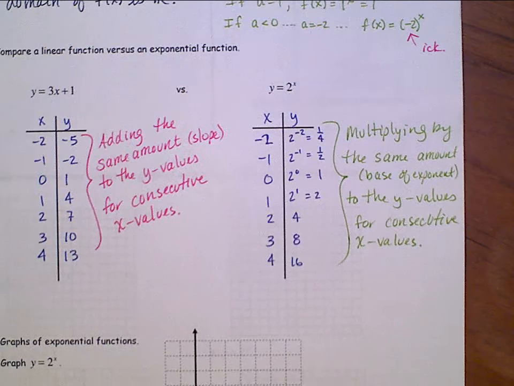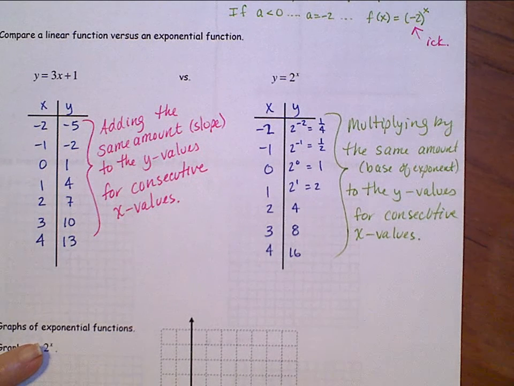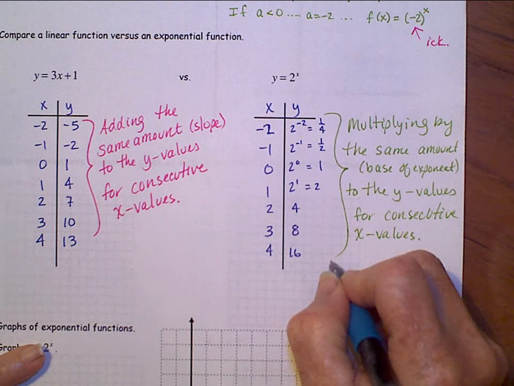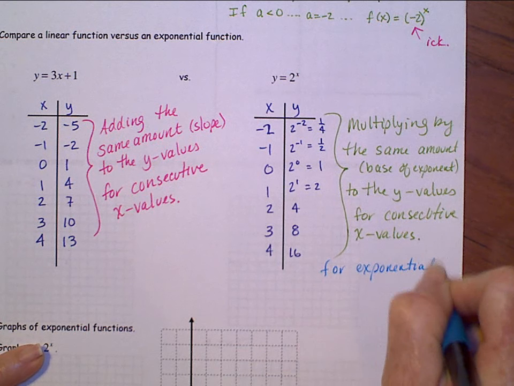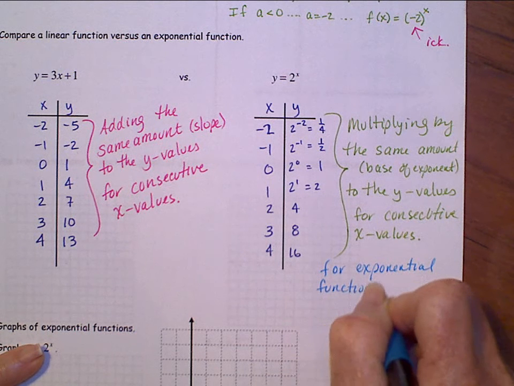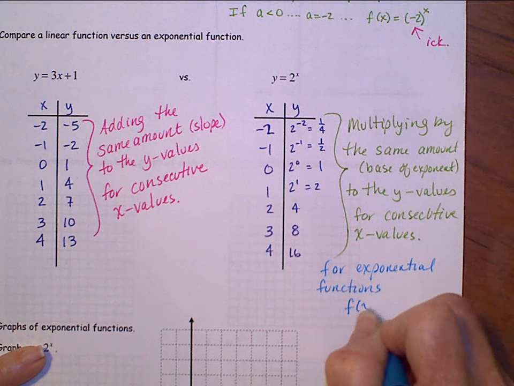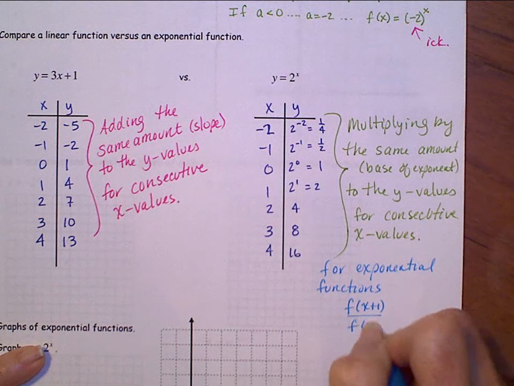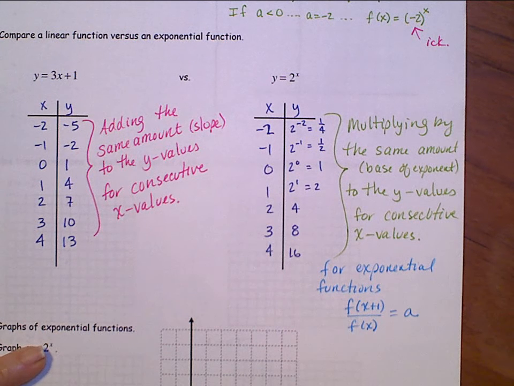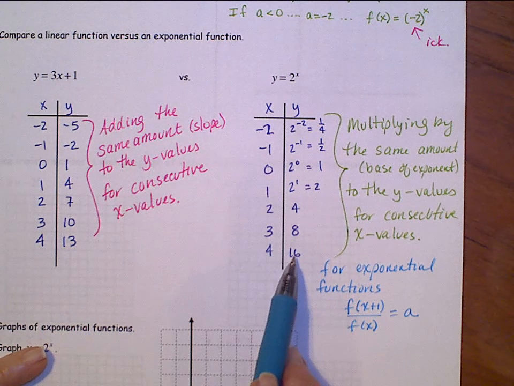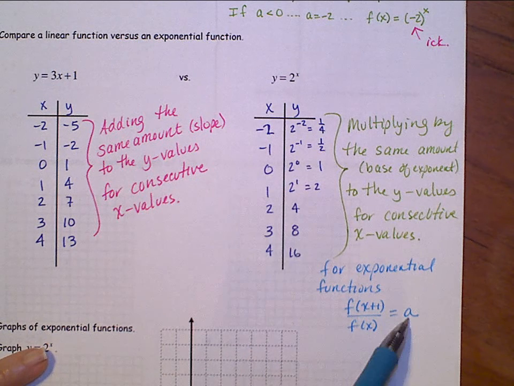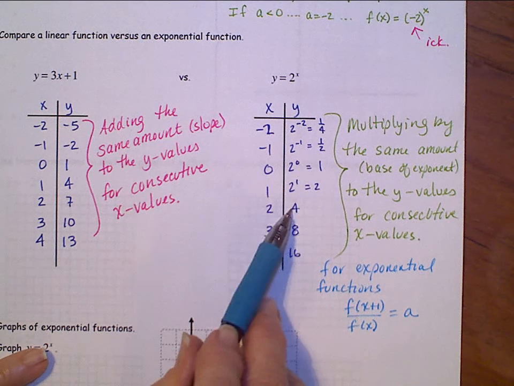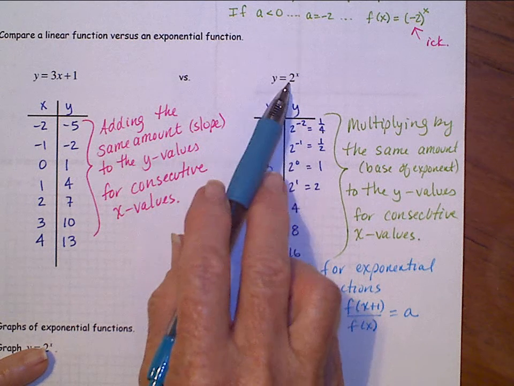All right. Also, just another way of saying this, for exponential functions, f of x plus 1 divided by f of x is a. For example, if f of x is 8, f of x plus 1 is the next one. That would be 16. 16 divided by 8 is 2, which is the base. 8 divided by the previous term, 4, is the base, 2.